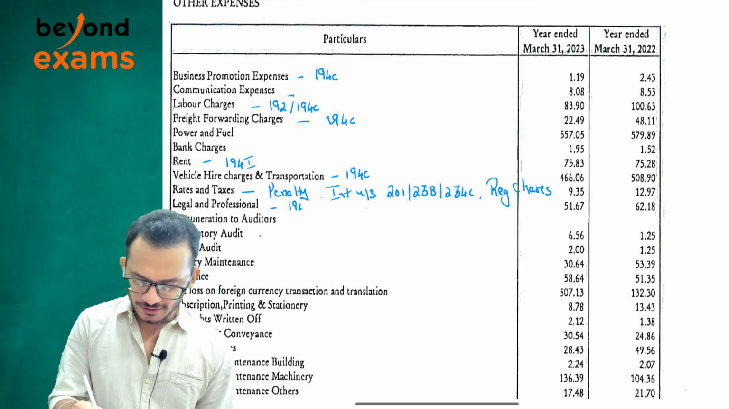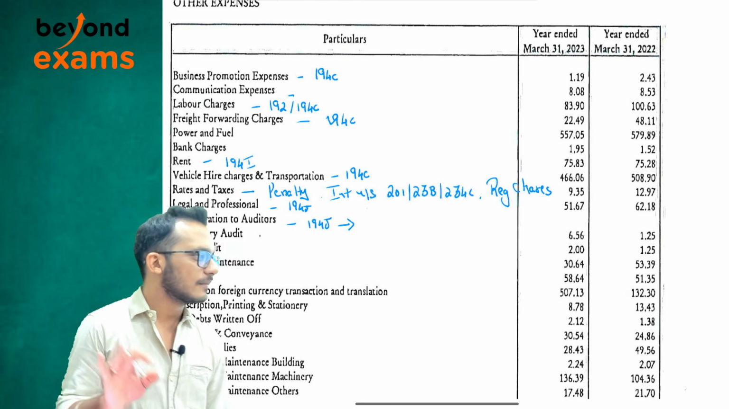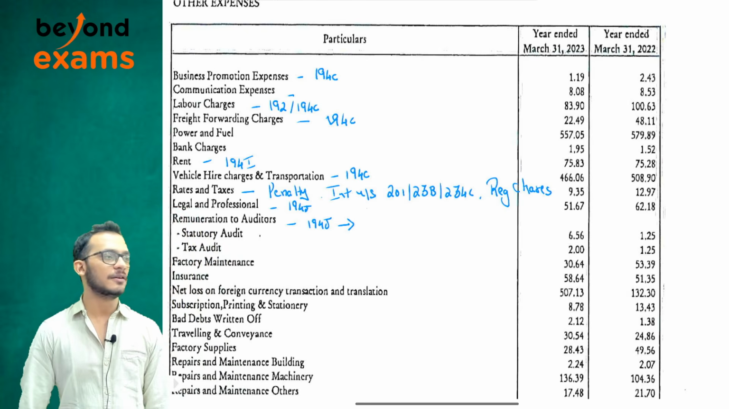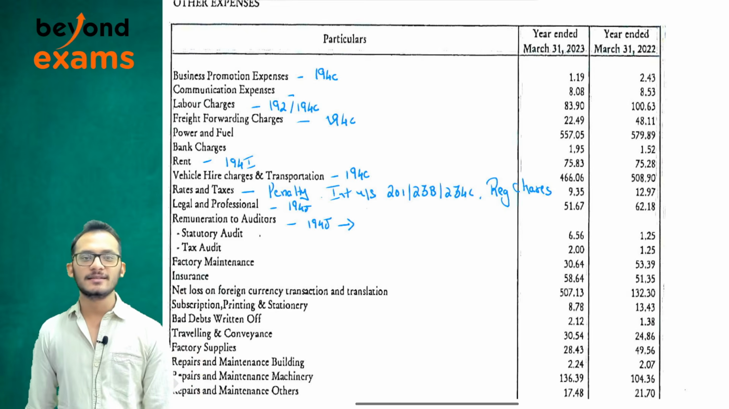194J, remuneration to auditors. People, this is the one place which will have the most provisions. Any auditor will, after completing the books, increase the fees, and that fees will go and hit as a provisional account.